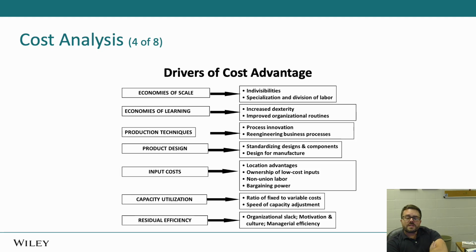Economies of learning, we've just discussed. If you have superior production techniques, right, those Japanese just-in-time and Six Sigma quality techniques that they introduced gave them a cost advantage for a couple decades.